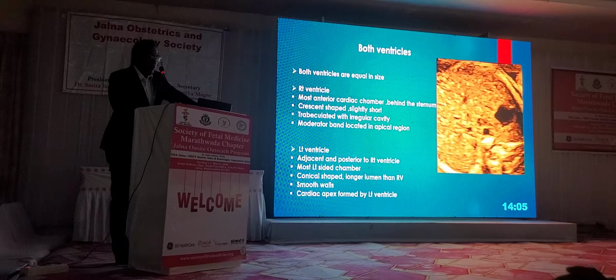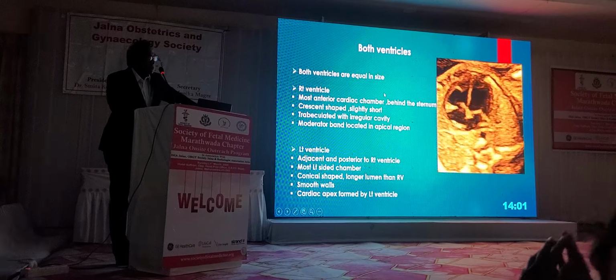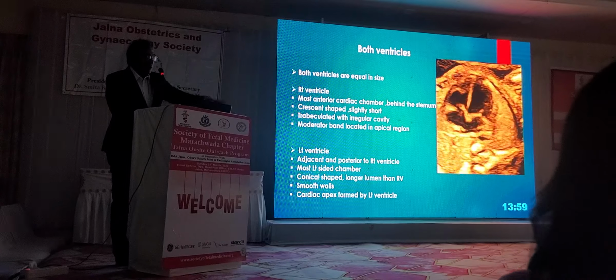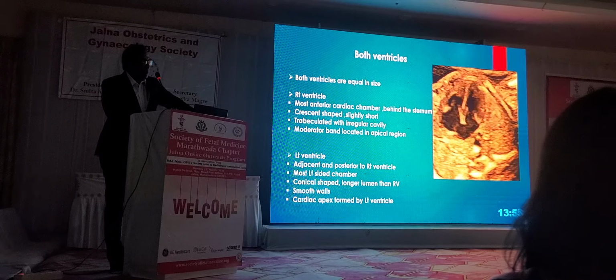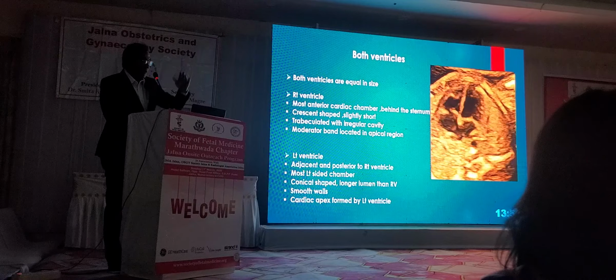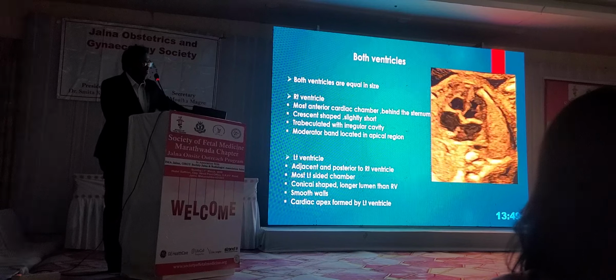The same holds true for ventricles. They should be of equal size. And the right ventricle is the most anterior chamber, just beneath the sternum. It is crescent shaped, slightly short, trabeculated, with an irregular cavity. The moderator band extends up to the apical region, in contrast to the left ventricle, where the papillary muscle will go and attach to the wall of the ventricle.